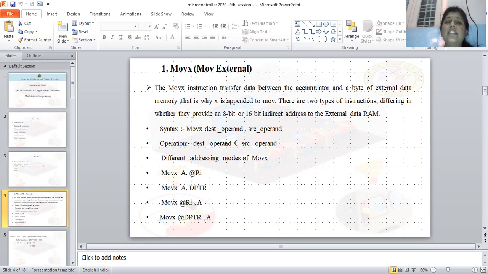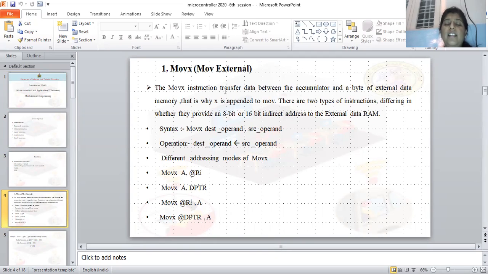The syntax for this instruction is MOVX. MOVX is an opcode, and there are two operands, the destination operand and the source operand. After the execution of the MOVX instruction, it always copies the data in the source operand into the destination operand.